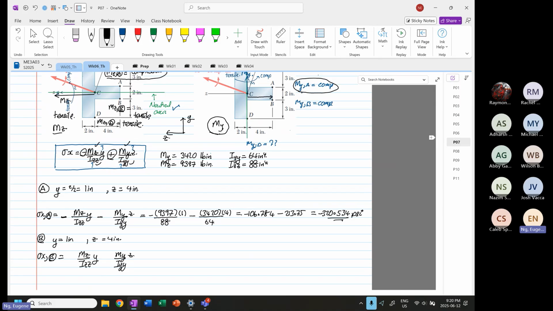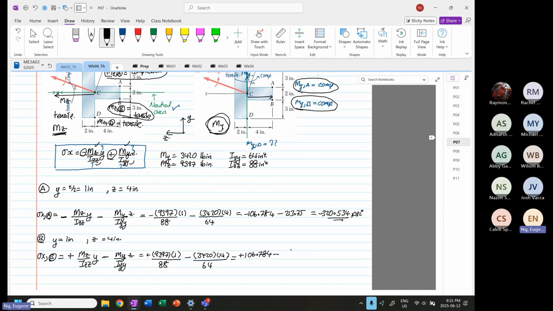Okay, so if you look at Mz at point B written down here, it is tensile, right? So this is positive. And then My at point B, you have written it is compression. Just put a minus sign down. So this is equal to plus 9397 multiplied by 1 divided by 88. Now this is minus 3420, Z is 4, and divide by 64.